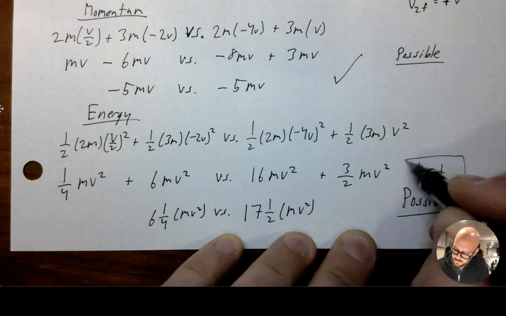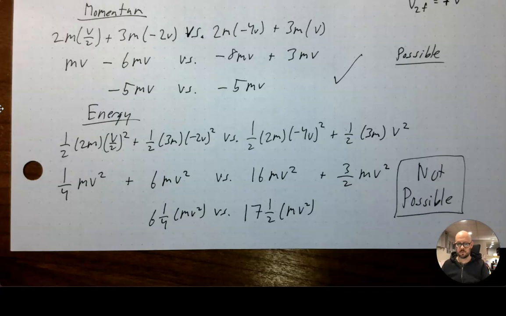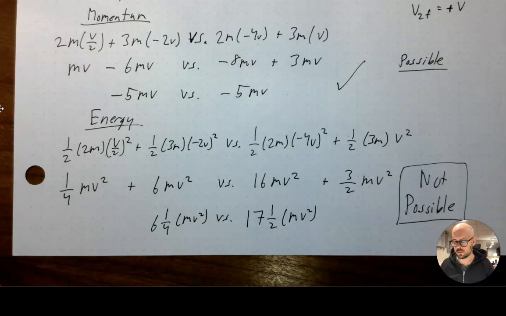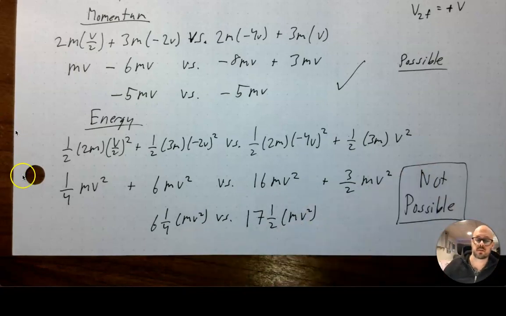So again, in order to be perfectly elastic, both the momentum and the energy have to be constant. But in this case, even though the momentum is constant, the energy is not, and so this is not possible.